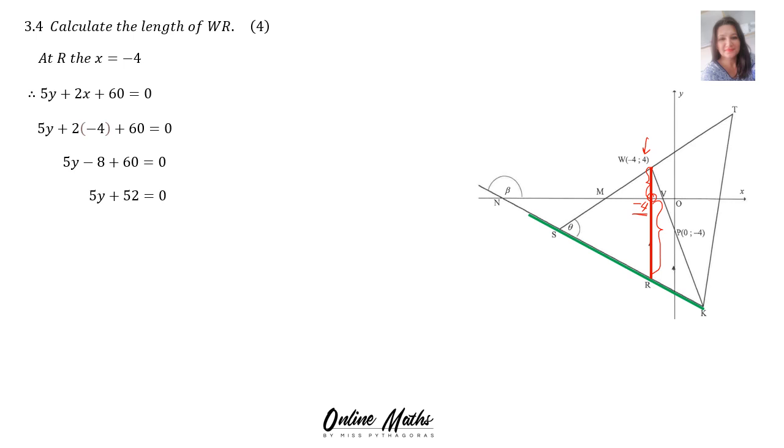And now I'm going to solve y. So the 52 goes across, becomes negative 52. I divide by 5 to get only y. And therefore, my y is negative 10,4. So that means this y coordinate is negative 10,4. But since it's distance, it's positive 10,4. And then I already know this distance is 4. So I'm going to add the 2. So WR is 4 plus 10,4, which is 14,4 units.